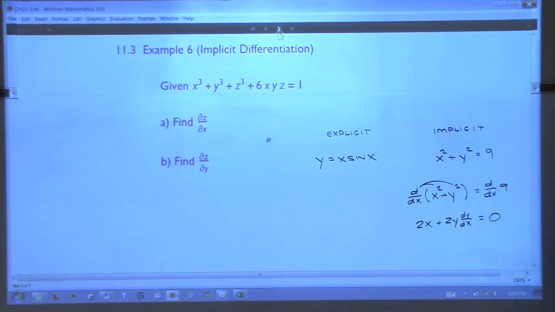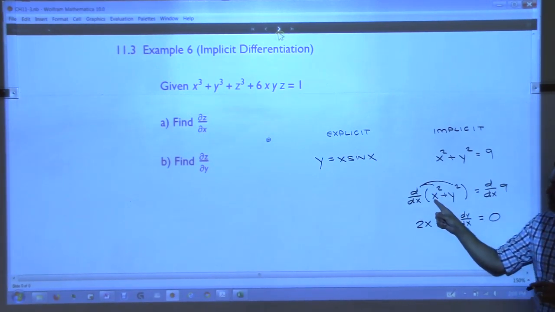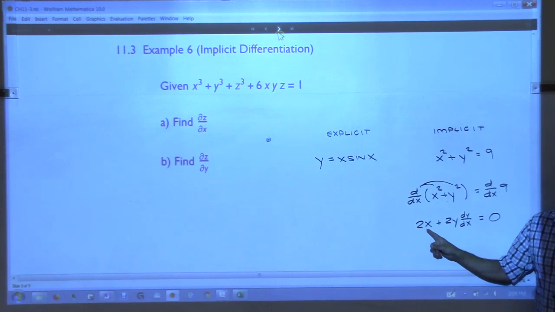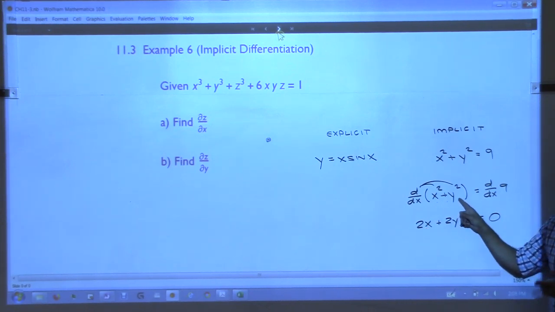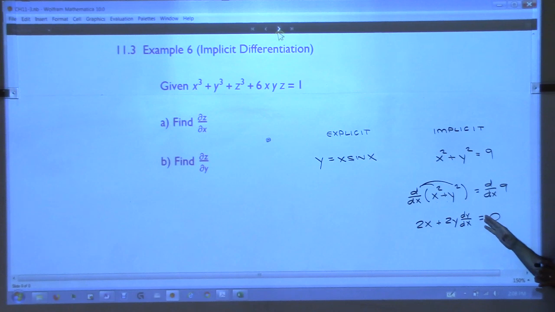So we had this idea that when we're taking the derivative of x with respect to x, everything was as normal. But when we took the derivative of y, we weren't treating y like a constant, right? We were saying y is some function of x, so we have to apply the chain rule here. In this case, 2y, and then the derivative of the base would be this. So does this all kind of look familiar?